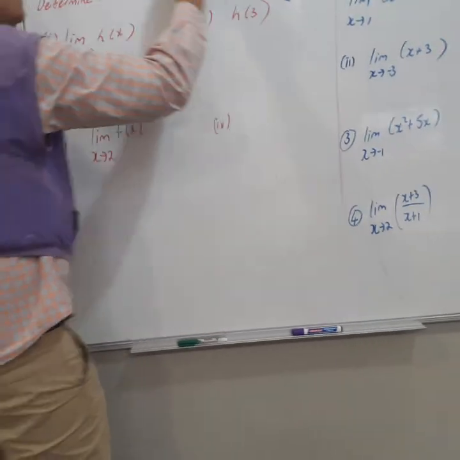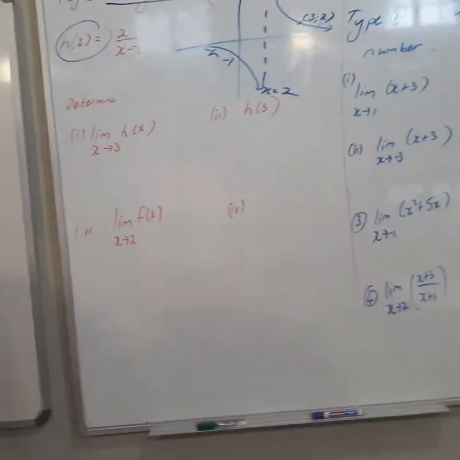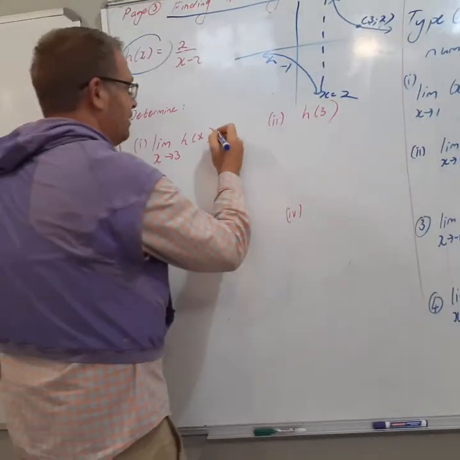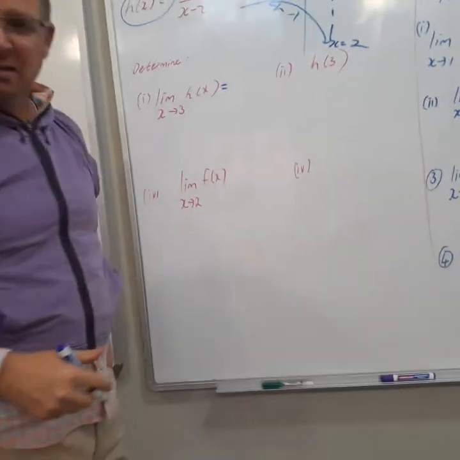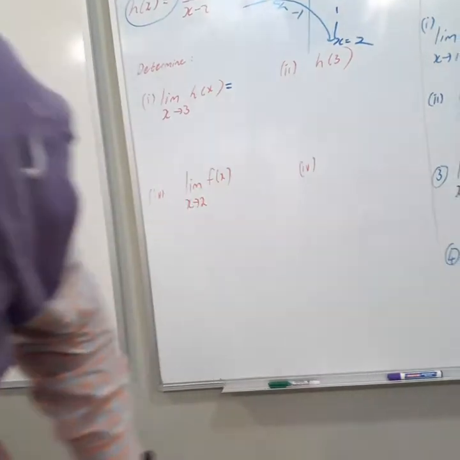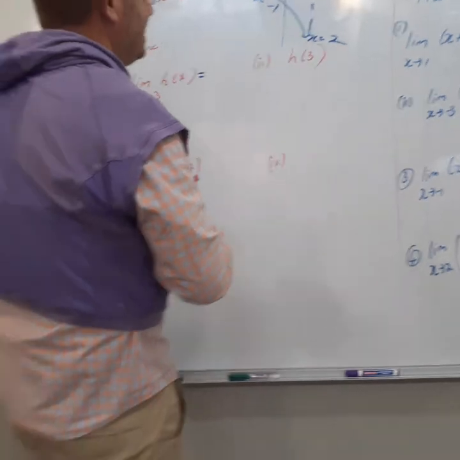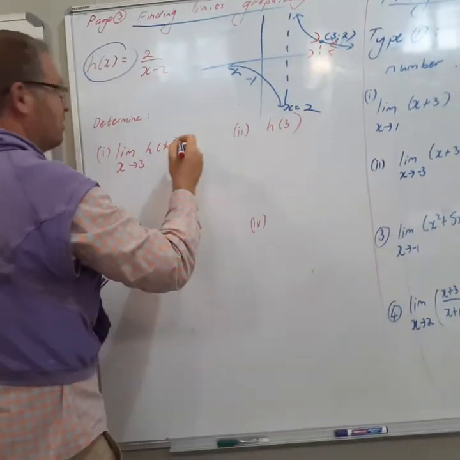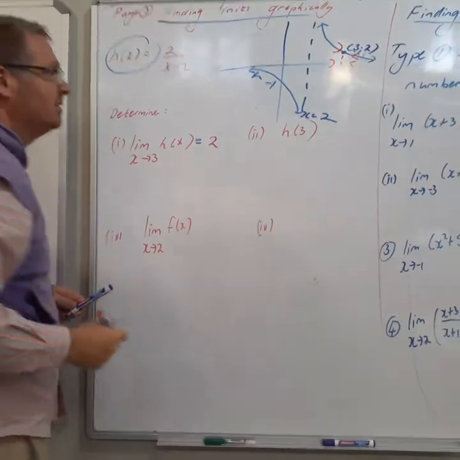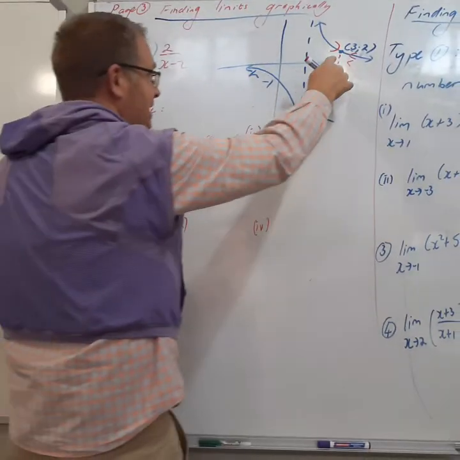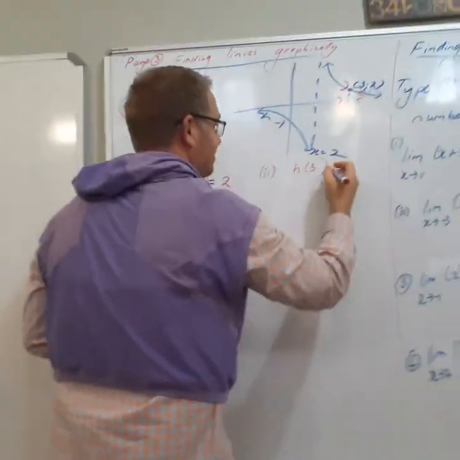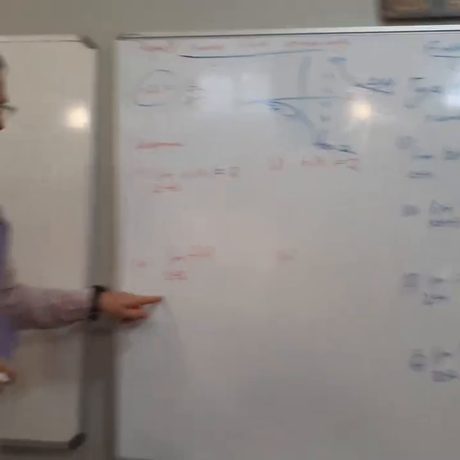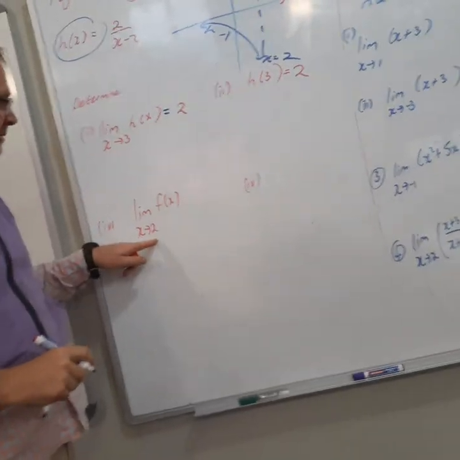That's the function h of x. Now, the question says, find the limit as x tends to 3 of h of x. Well, if you look at the graph, what's the limit concerned about? A limit is concerned about where we're heading towards. So as we head towards x is equal to 3 on the curve, the cockroaches think they're going to get to a value of 2. H of 3 means what is the y value when x is 3, and h of 3 is also equal to 2.